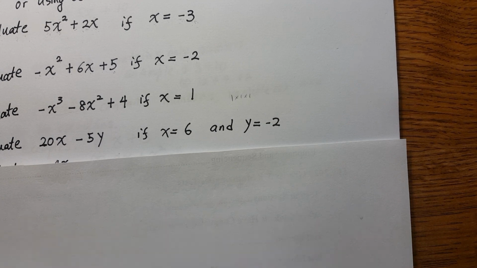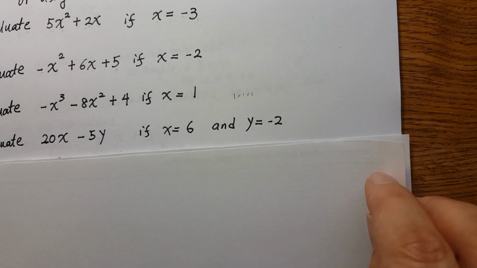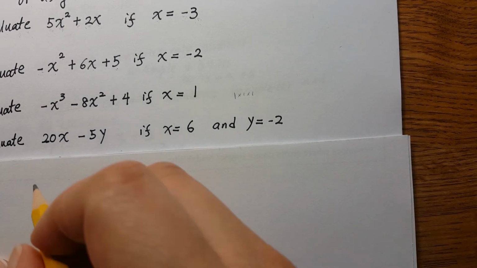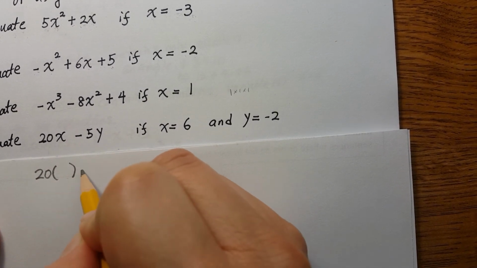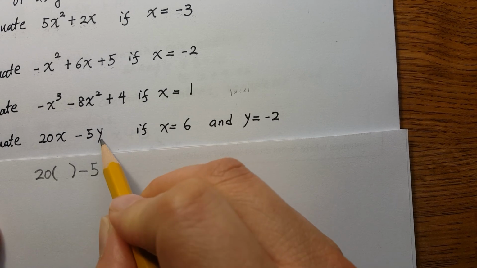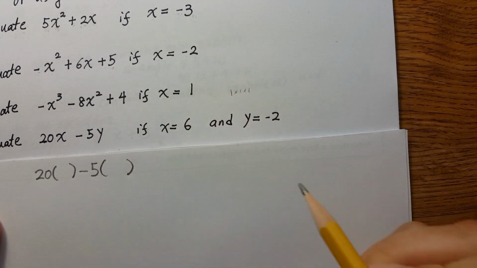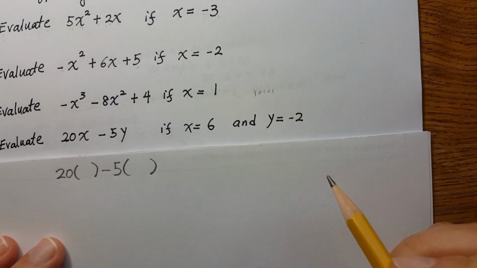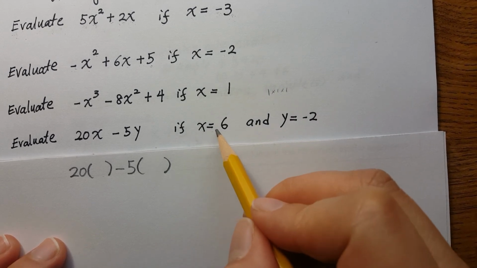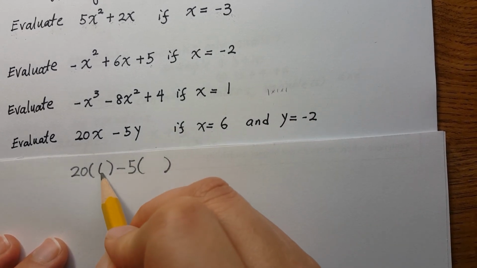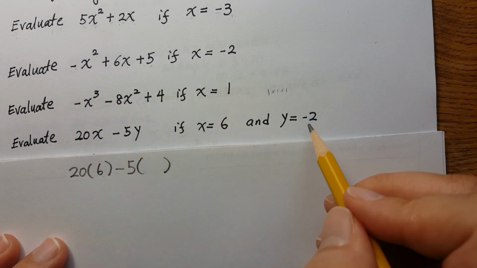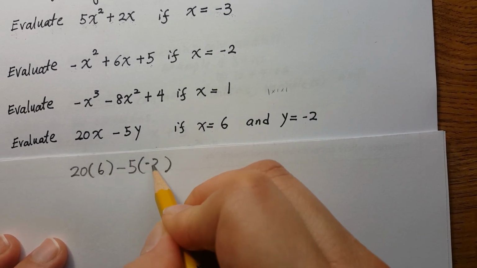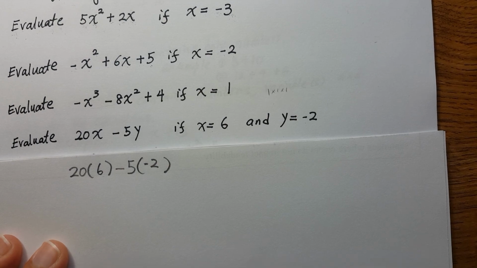Number 4, we have to evaluate 20x minus 5y. So now what we're going to do is 20, when you see the variable x, put parentheses, minus 5, and you see y, then you put parentheses. So now we are going to have x equal to 6. So you put 6 inside because the first one is x. 5y, y is negative 2. Now we substitute negative 2. Next, we're going to use our calculator.